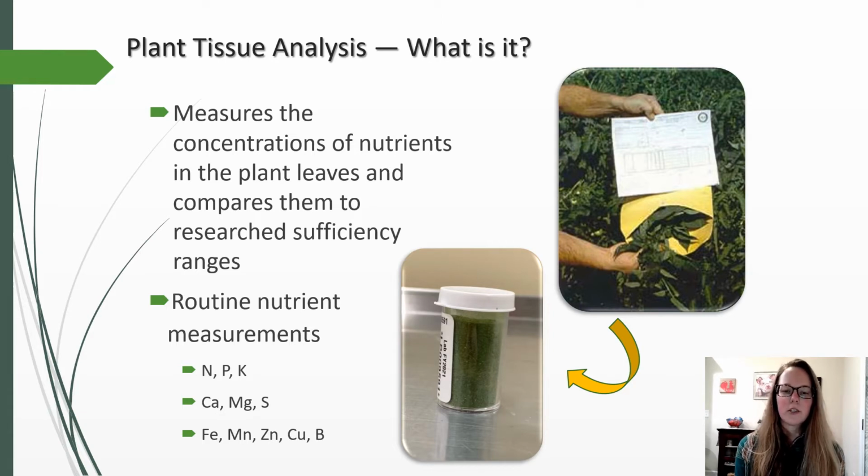Once the tissue is ground, it is then measured for the concentration of the essential plant nutrients. Now the nutrients measured will vary by lab and by grower request, but most labs measure for nitrogen, phosphorus, potassium, calcium, magnesium, and sulfur, and one or more micronutrients, which are usually iron, manganese, zinc, copper, and boron.